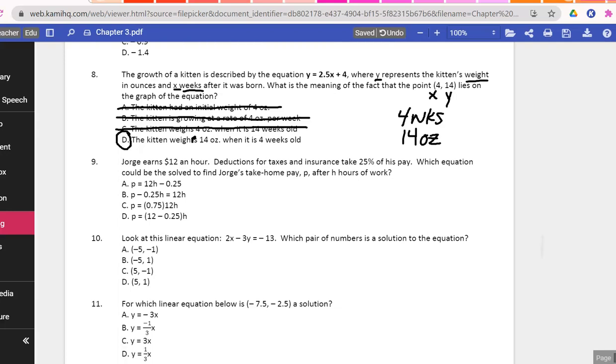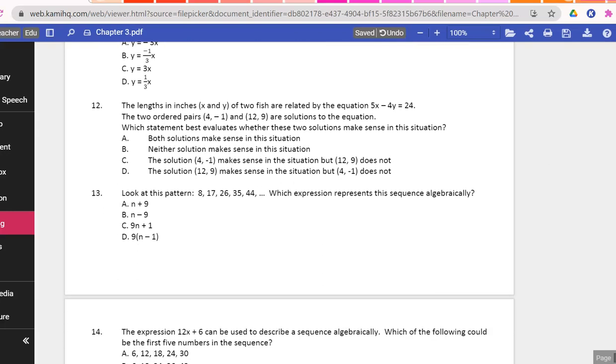We are skipping next to number 12. This might be one of the strangest Keystone problems ever in all the problems that you guys will do over the next couple weeks. So number 12 tells you that the lengths in inches, x and y, of 2 fish are related by the equation 5x - 4y = 24. So x and y represent lengths in inches of fish. The 2 ordered pairs (4, -1) and (12, 9) are solutions to the equation, which means mathematically, if you plug those numbers in, you would get a true equation.